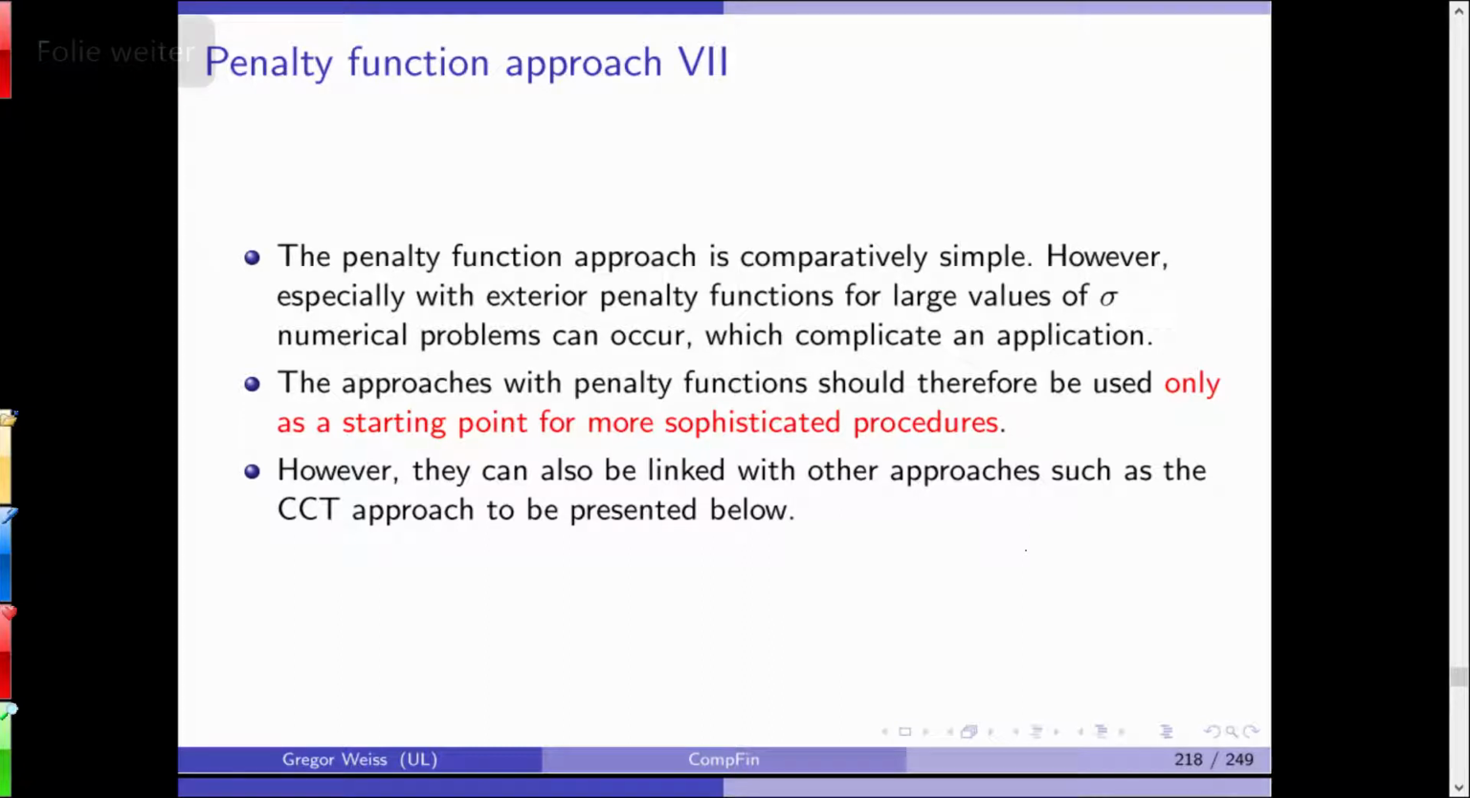Now, this penalty function approach is comparatively simple. However, with exterior penalty functions for large values of sigma, you might get some numerical problems. The approaches with penalty functions should therefore be used only as a starting point for more sophisticated procedures.